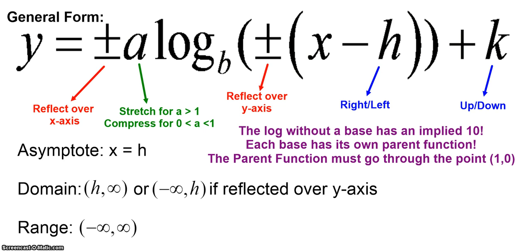Remember, a log without a base has an implied 10, and each base has its own parent function. So no matter what, you don't have to really focus on that base. The parent function must go through the point (1, 0), and the asymptote, which is what it's going to approach but never touch, is x equals h. The domain will go from h to infinity, or if it's reflected over the y, so it'd have a negative in front of the x, it would go from negative infinity to h. Then the range is always negative infinity to positive infinity.